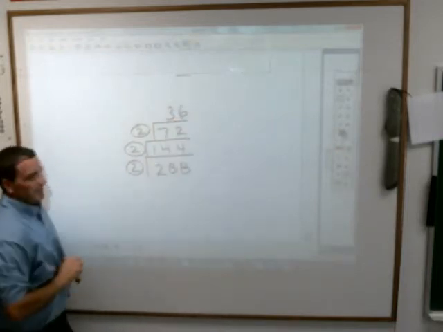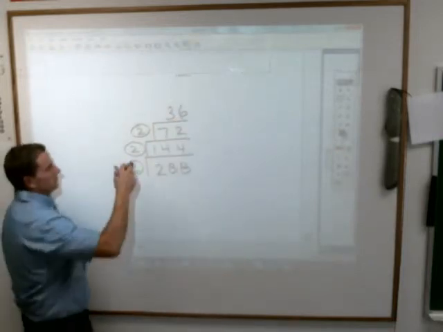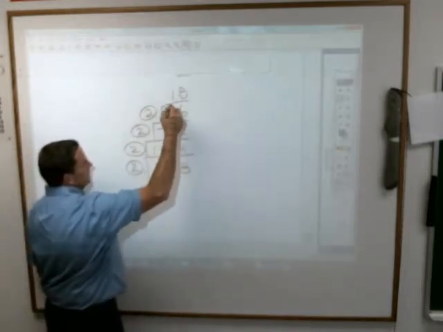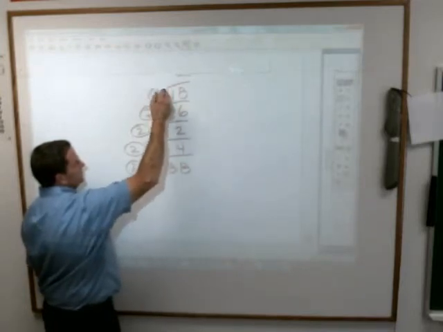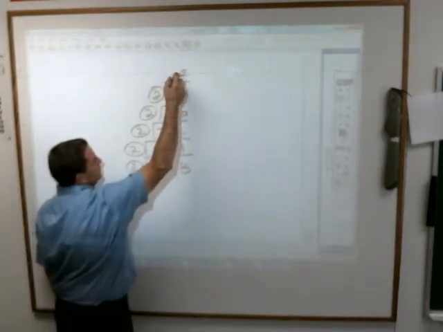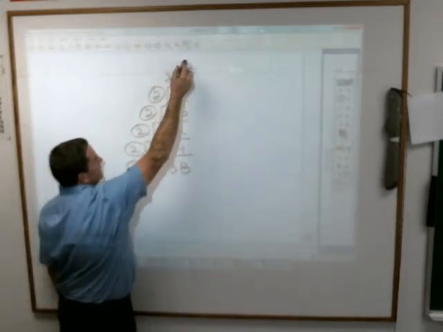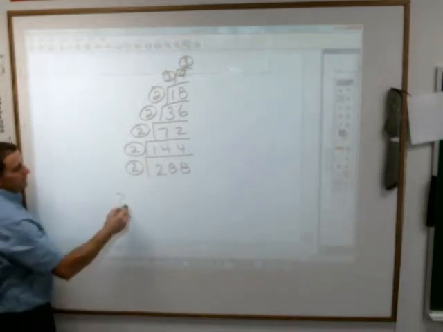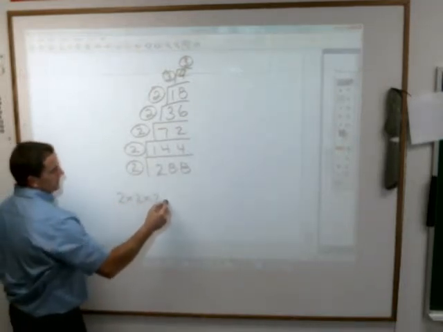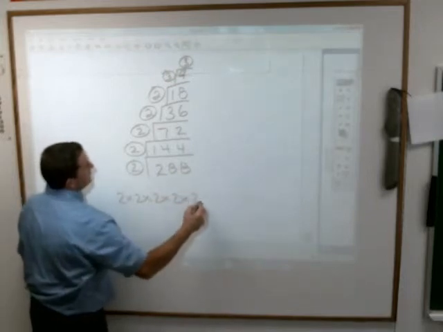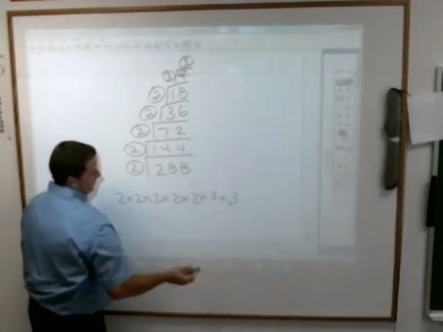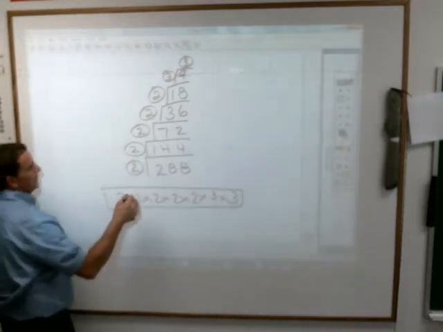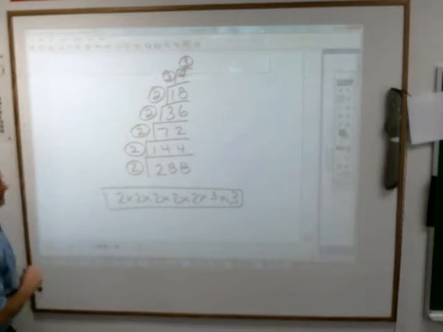Some of you might actually have to do the division. Half of 36 is 18. Half of 18 is 9. Now we can't use 2 anymore, but 3 and 3. So you end up with 5 2s. And I think last year we probably used exponents maybe at this point. I don't remember. This is the prime factorization of 288.